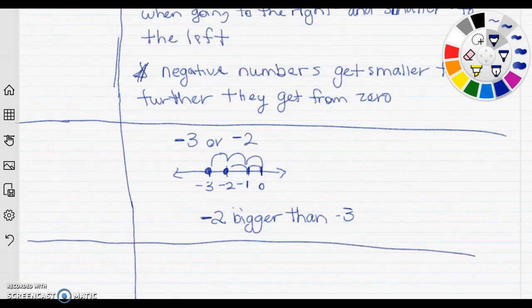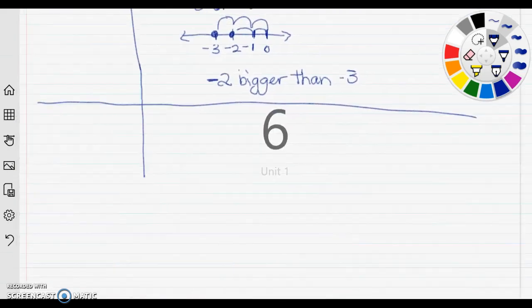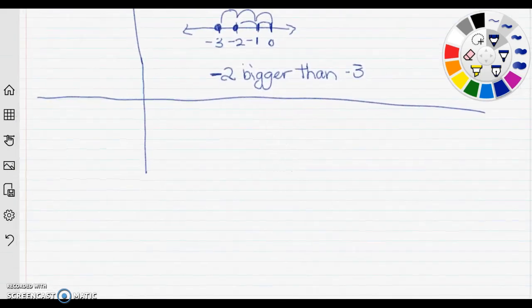All right, let's do a couple of practice problems. We'll do one more practice problem on putting numbers in order, and then we'll do a comparison of some of those numbers. So here's your number set. You're going to pause the video and work on this problem.